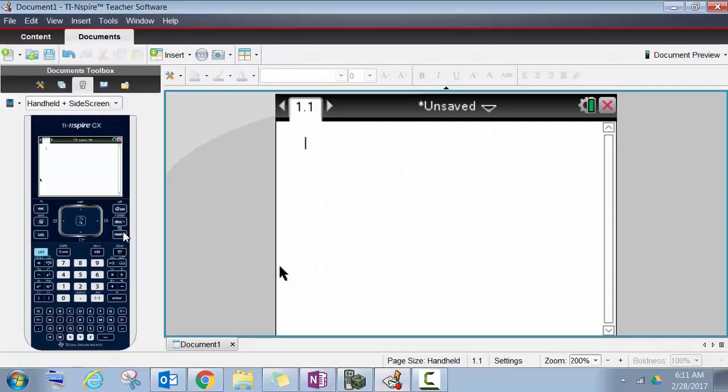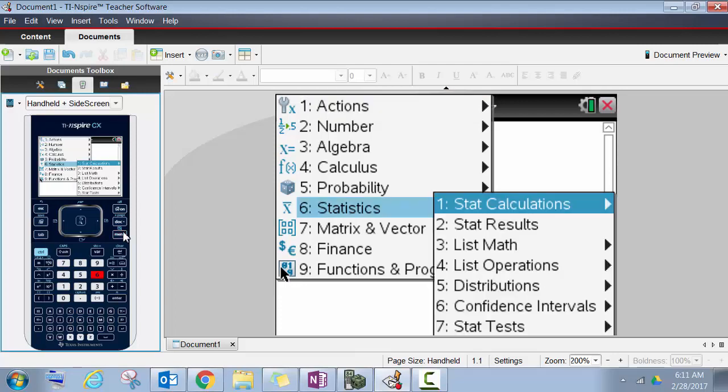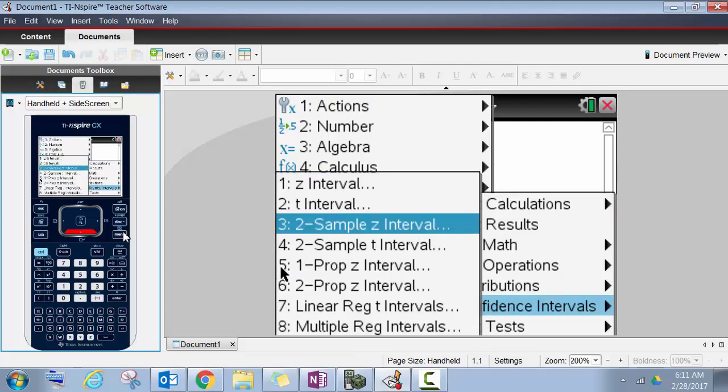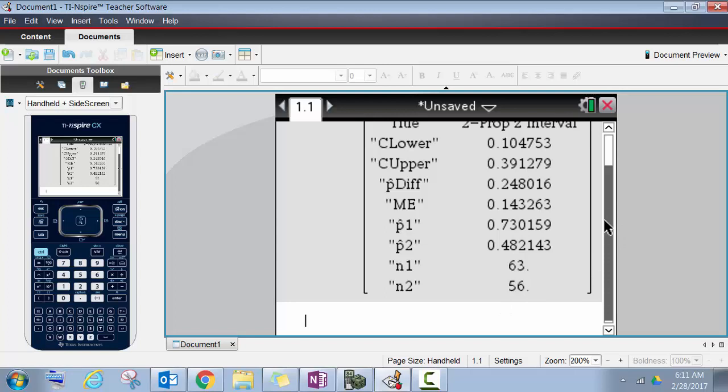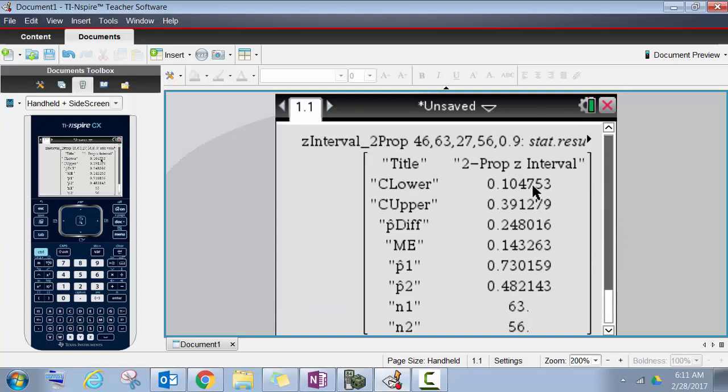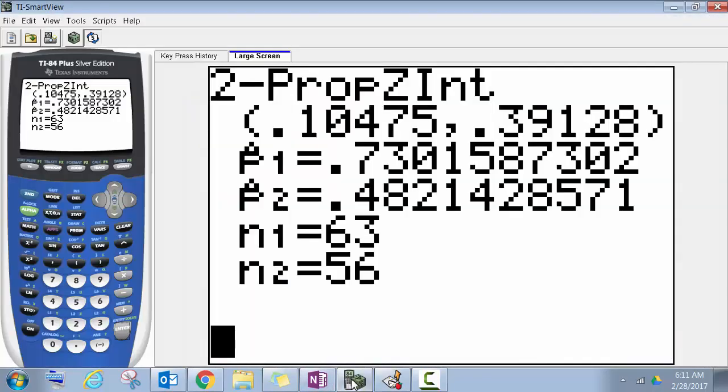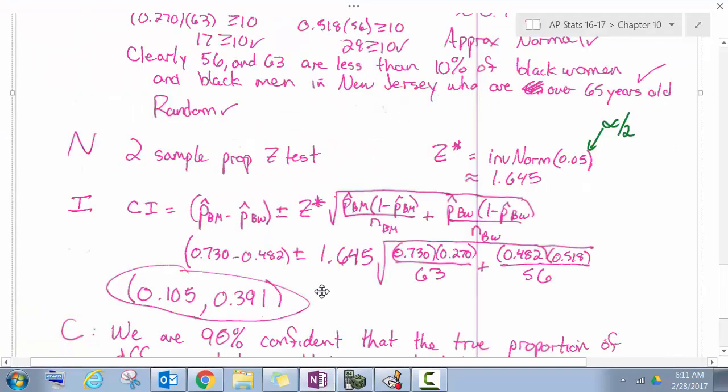If we use the Inspire, same thing: statistics, confidence intervals, proportion z interval, and we put in our two sets of data. And make sure to change this, because it's not 95%, we're doing 90%. And there we go, we get the same lower and upper interval there. So that's how you can do confidence intervals with proportions.